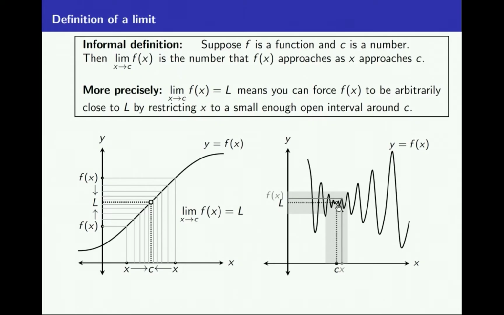So it's not strictly getting closer and closer to L. Sometimes it's going away from L or moving towards L, going away, and so on. But in the long run, as x gets closer and closer to c, your f of x values are zeroing in to L.